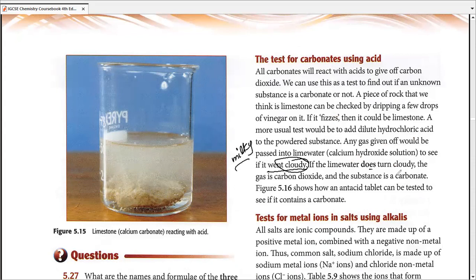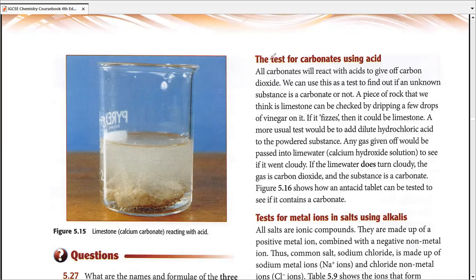If the lime water does turn cloudy, the gas is carbon dioxide and the substance is a carbonate. So that's a pretty good test to check for a carbonate substance. Add acid to it. If it fizzes, there is gas being given off. Collect the gas, pass the gas through lime water. If the lime water turns cloudy or milky, the gas is carbon dioxide, the substance is a carbonate.